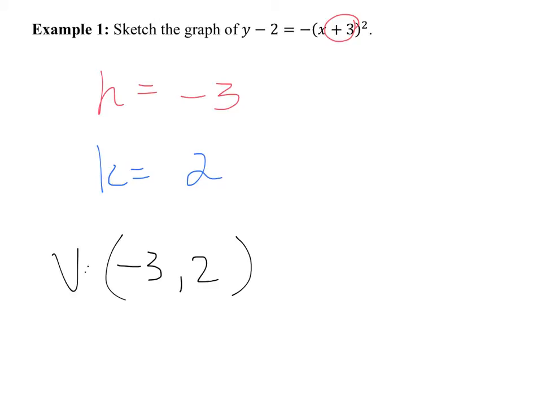That's one piece. What else do we want to write down? Yeah, it opens down. It's not wider or narrower than the parent function. It's the same steepness as the parent function. Now, there's a term called axis of symmetry. Raise your hand if you've heard that before. Raise your hand if you could explain what it is.